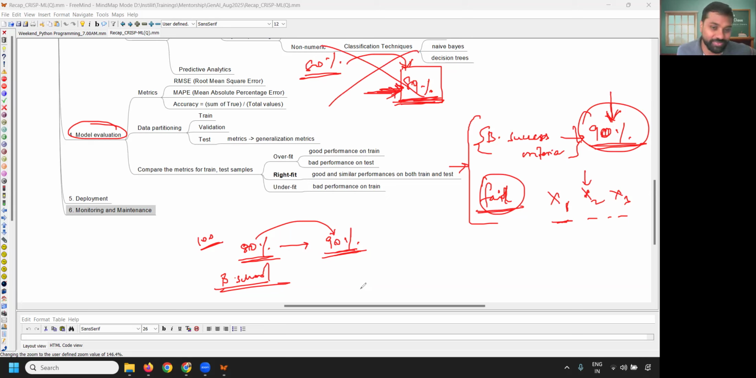Crisp MLQ. Q stands for quality. Quality is measured based on these kinds of assessments and comparisons only. So what should you do now? Retrain? Not retrain, training is already done. Hyperparameter tuning. Yes. What you are basically trying to do is improve, tune your model.